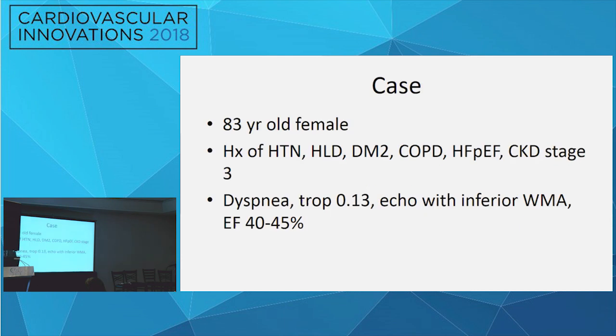The case is of an 83-year-old female who had all the risk factors for coronary artery disease and also had CKD stage 3. She presented to our hospital with worsening dyspnea, no real chest pain as such, and mild troponin elevation. Her echo showed an inferior wall motion abnormality and an ejection fraction of 40 to 45%.